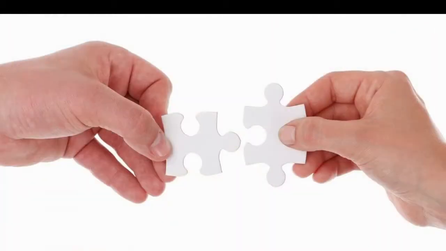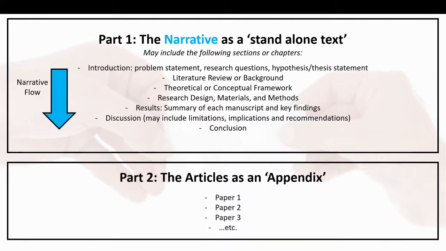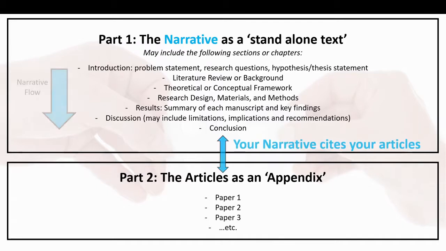Now, on the other hand, the 2-part model contains all of the same components, but it separates the narrative from your manuscripts or articles. Basically, the 2-part model has the narrative as a standalone text that looks like this. It includes everything from introduction to the conclusion, with the narrative flow moving all the way through. However, we end up presenting the articles as part of an appendices. And the idea here is that the narrative is going to cite the articles, but the articles are not contained within the body of the narrative.